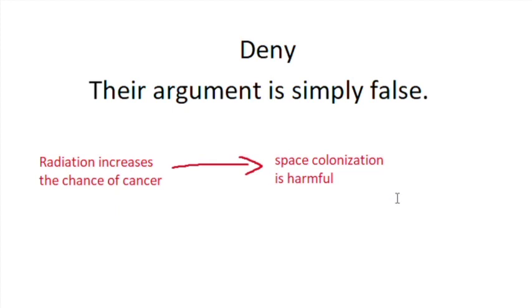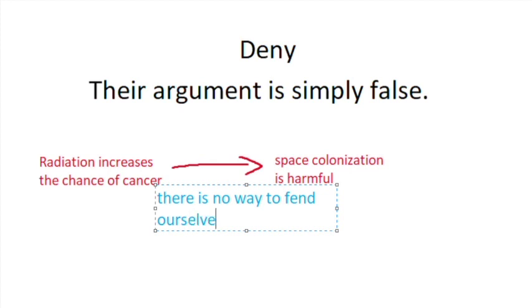For example, if your opponent argues that since cosmic radiation in space increases the chance of cancer, space colonization will be harmful to our health, then you can respond by breaking down a logical fallacy that they made. In this case, they're assuming that there's no way to defend ourselves against this radiation. So if you somehow prove that this assumption they made is false, then this link no longer stands and their impact no longer matters.